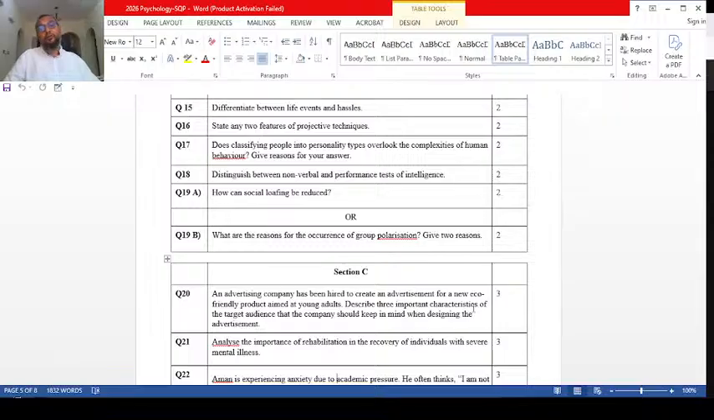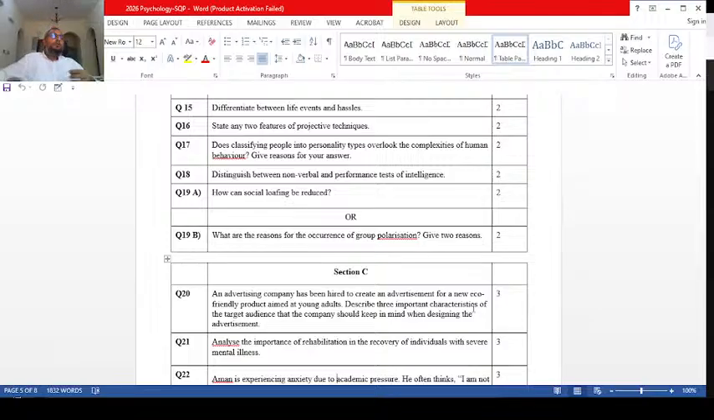How can we reduce social loafing? Social loafing is diffusion of responsibility. While working in a group, people put in less effort because they feel it's a group activity and they are not going to assess you individually. So people lose motivation and put in less effort and less energy.